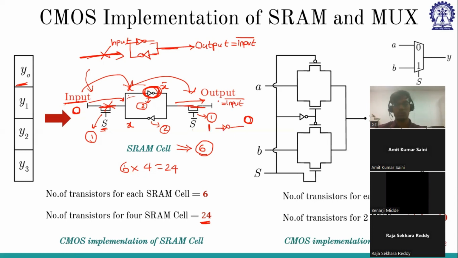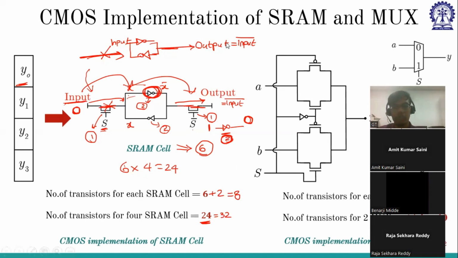Understood? Okay, sir. But if that is the case, I need 6 plus 2, actually 2, because this inverter is also added. So this will have another 2. Sir, then the number of transistors for each SRAM cell will increase. It will be 8, right? But if that is the case, is 6 into 4 equal to 24 wrong then? Yes. I think it will be plus 2, and this will be 32. This will be 8. You are right. Okay, sir. Thank you.